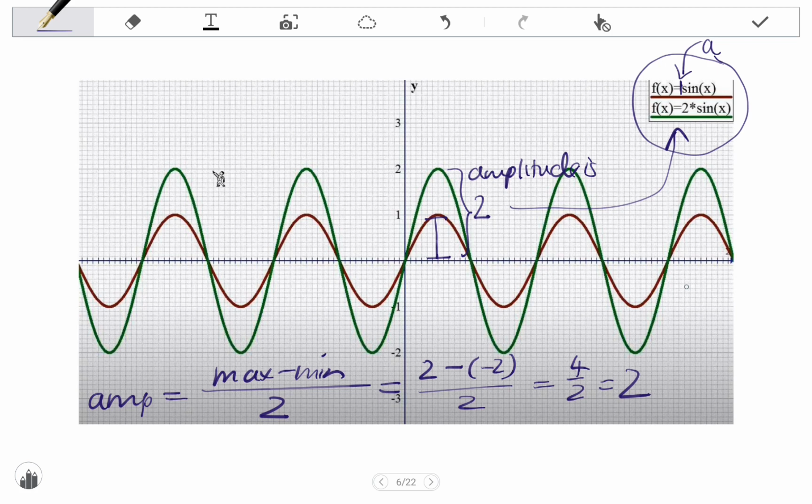I just want to point out that when the value of A changes, if that is the only change from the original graph, the x-intercepts are unchanged.